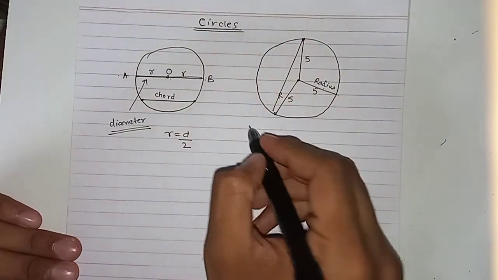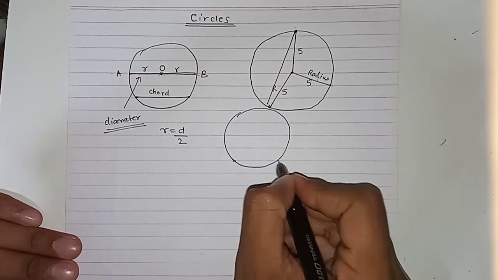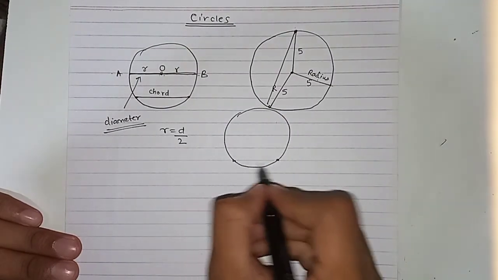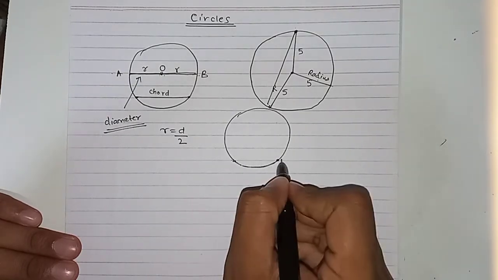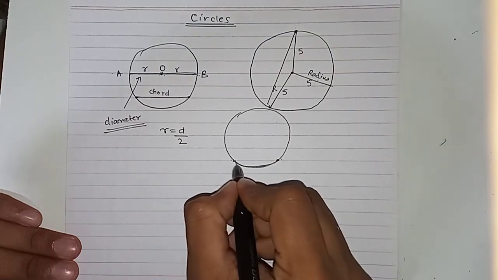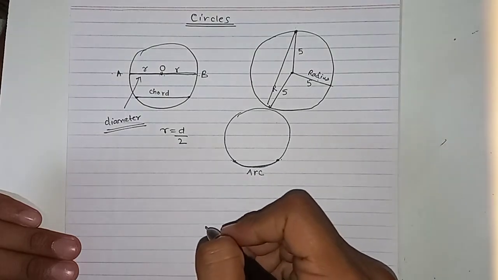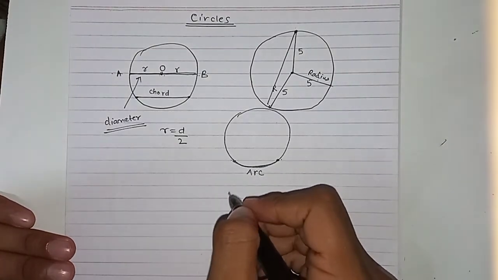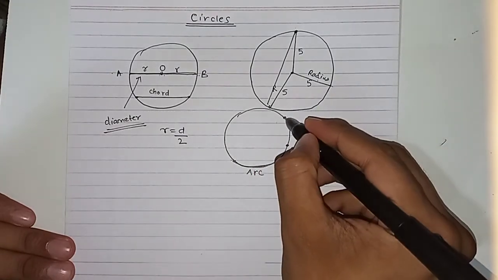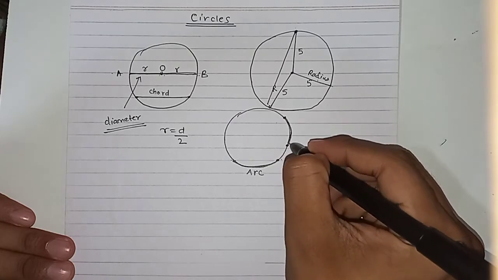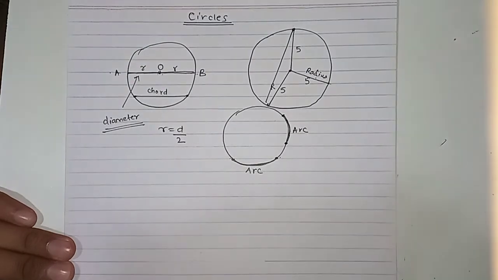Now what is the arc? Arc means if I mark any 2 points on the circle, the distance between these 2 points on the circumference, this length here, is the arc. Let's say I draw these 2 points here, the distance between these 2 points is the arc. This is called the arc.